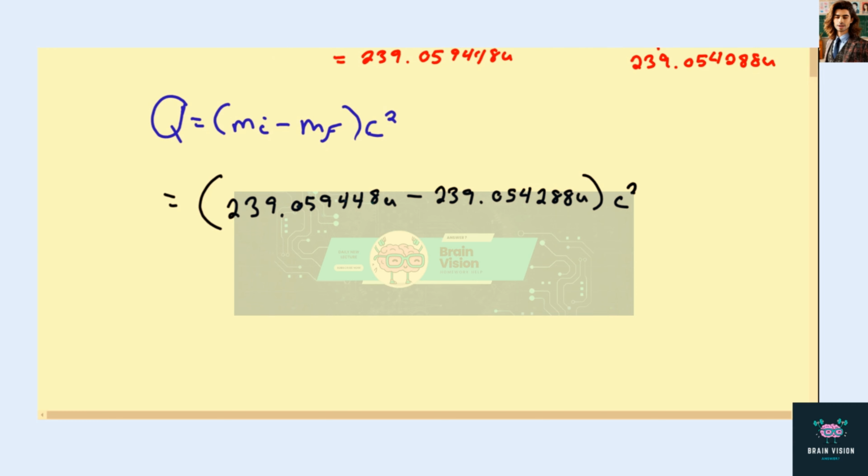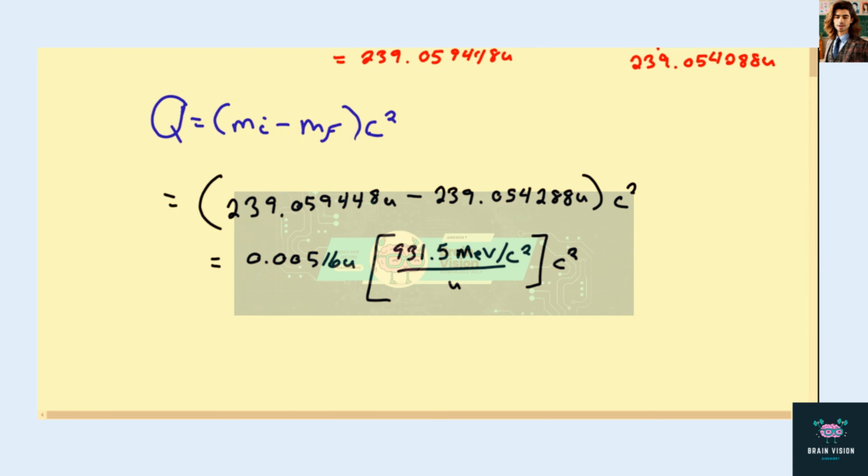So with this, we have equaling to 0.00516 U, and we need to get into MeV. So we're just going to times it by 931.5 MeV divided by C squared. U here, C squared. Our units cancel out. Okay. Now we have 4.8064 MeV.